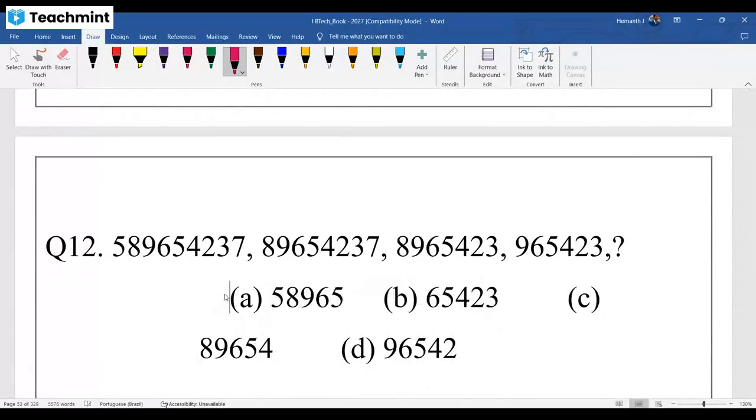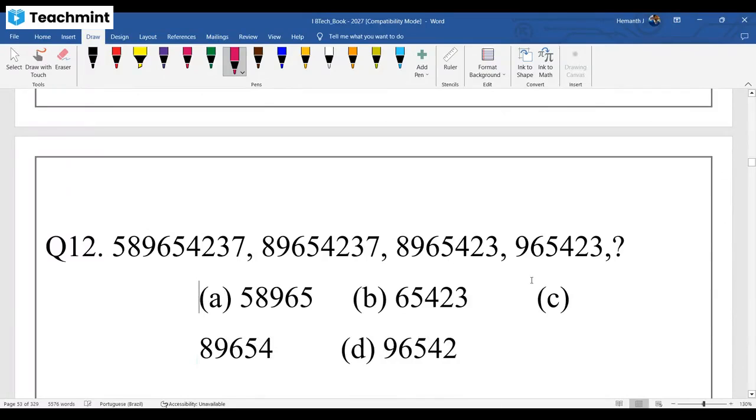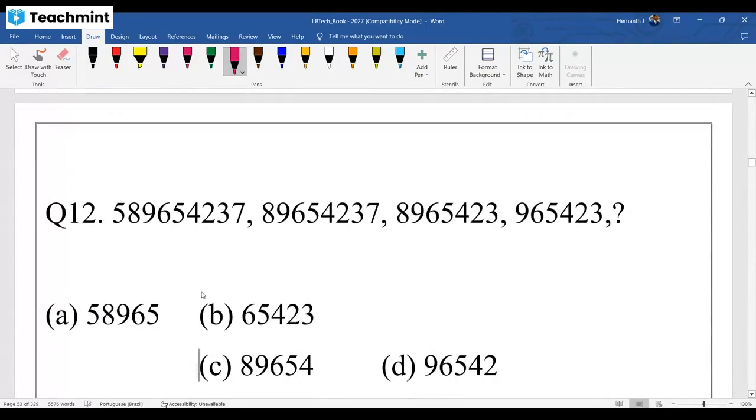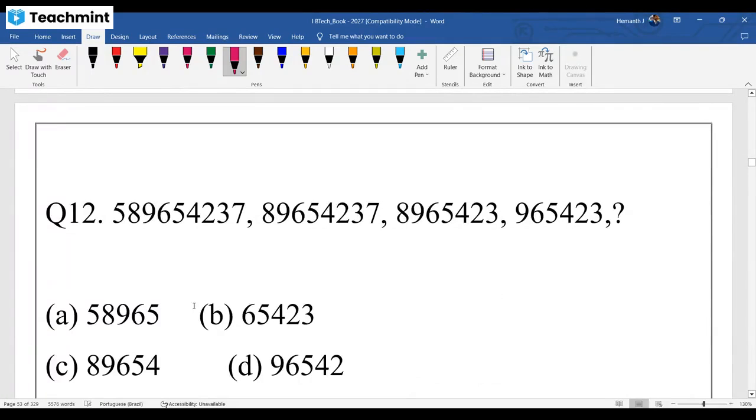Option 4, D. Okay. Is it B for Bangalore or D for Delhi? Bangalore, Delhi. Delhi. Okay.